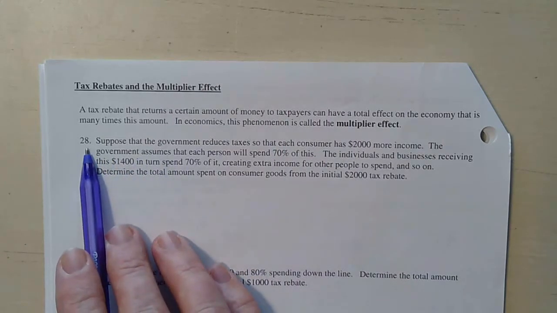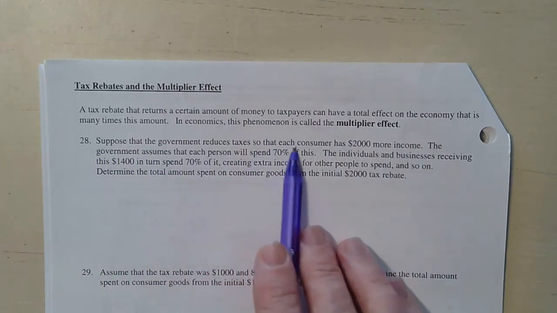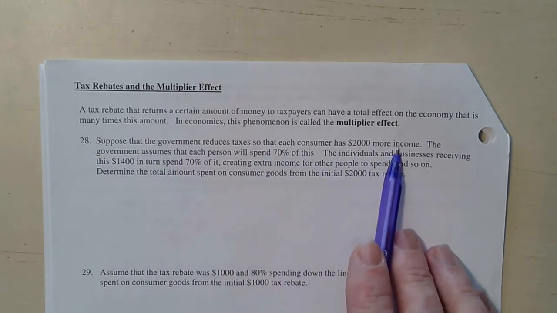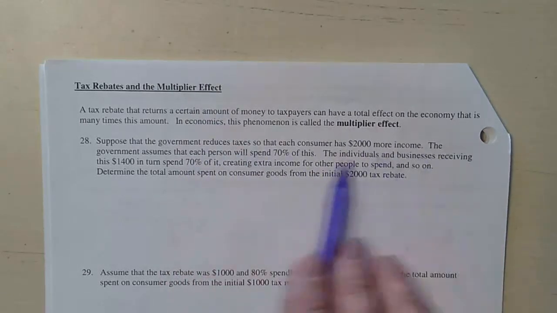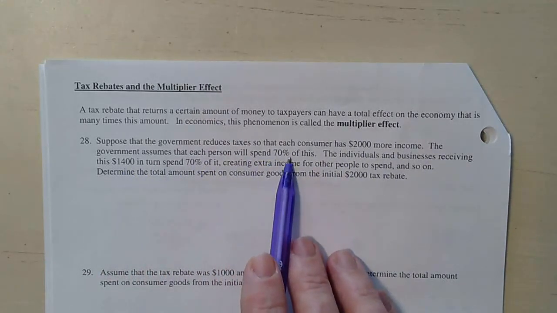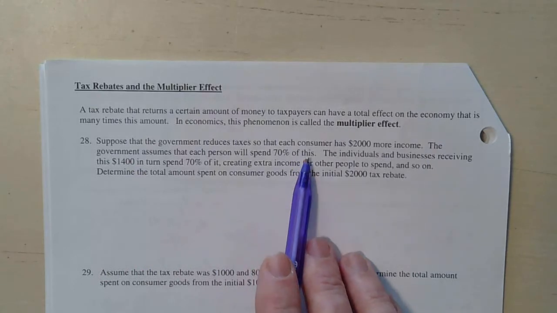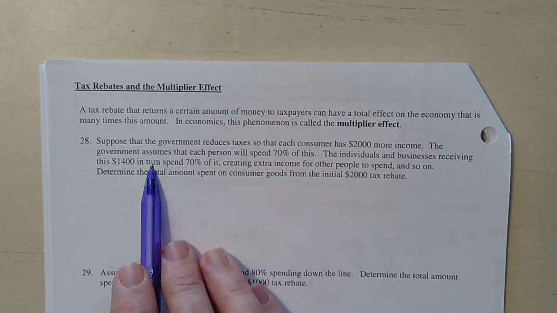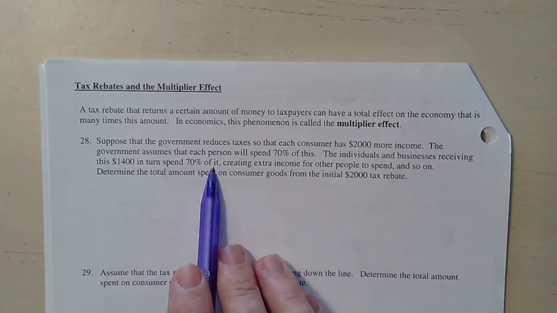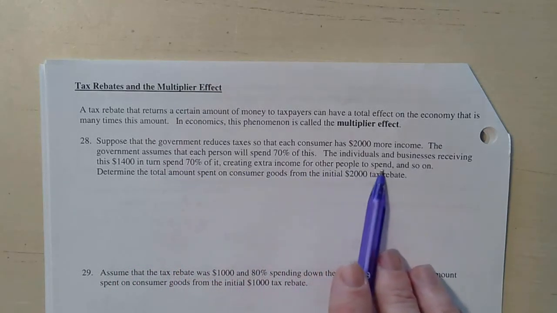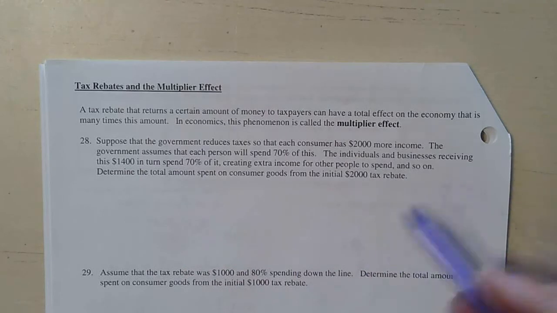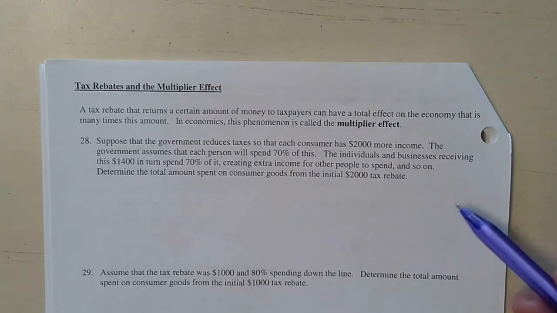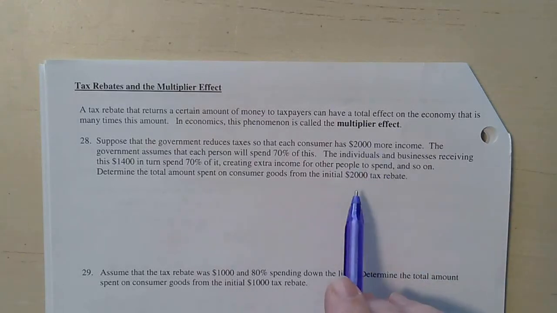So it's explained here in 28. Let's take a look. Each consumer has $2,000 more income because of a reduction in taxes. So the government assumes that each person will spend 70% of this. The individuals in business receiving this $1,400 also, in turn, spend 70% of it, creating extra income for other people to spend, and so on. They just keep doing that over and over again. Okay, so that's the idea of stimulating the economy. It's kind of neat how this works out.